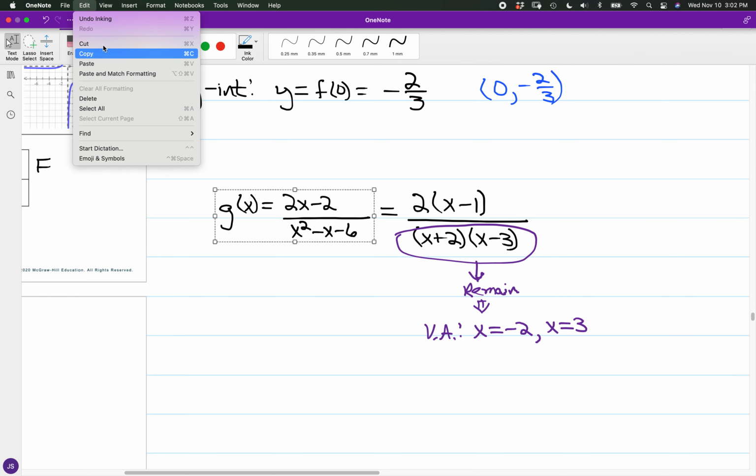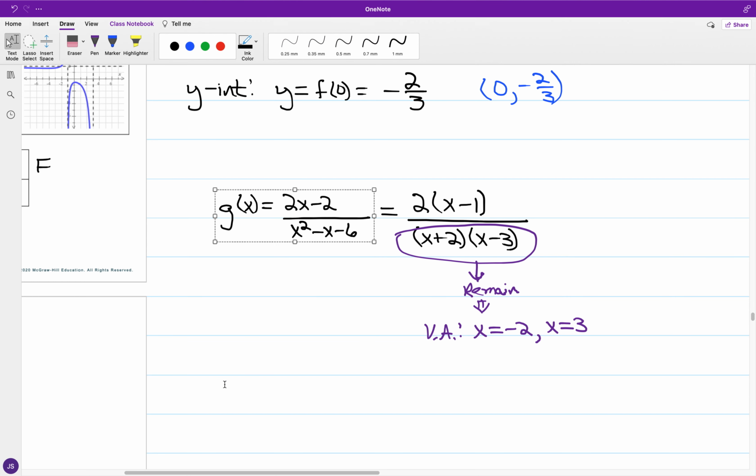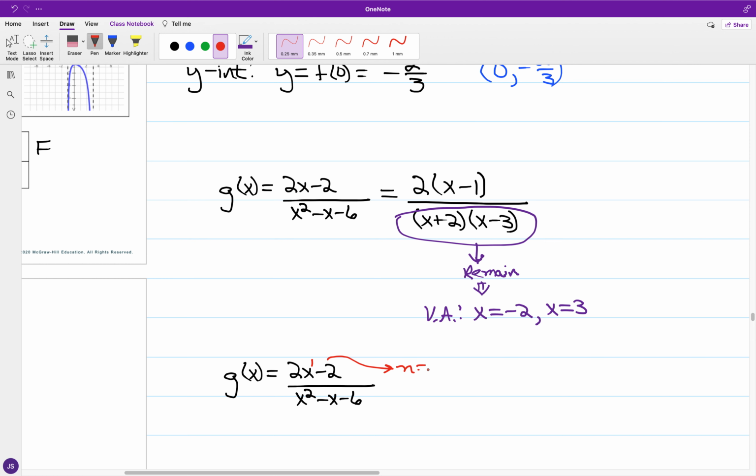Again, just going back to the degree comparison, to see if we have any other kind of asymptote. From the numerator, the degree is 1. From the denominator, we have the highest order term at x squared, where the degree is equal to 2. So we'll have n is less than m. Whenever the degree of the numerator is less than that of the denominator, there'll be a horizontal asymptote, y is equal to 0.